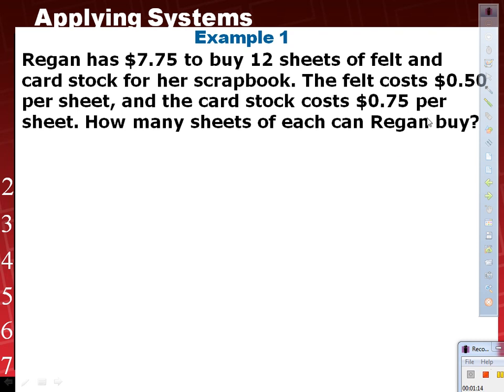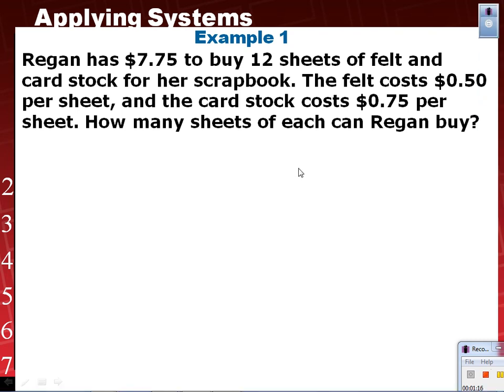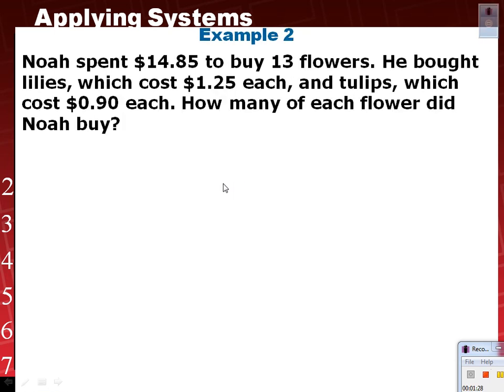Okay? From there, we started with the first type. Is everybody familiar and comfortable with the first type of word problem? Item and cost. Remember those? We started with this one with sheets of cardstock and felt. From there, we went to a flower problem, same thing with a cost, and so on and so forth.